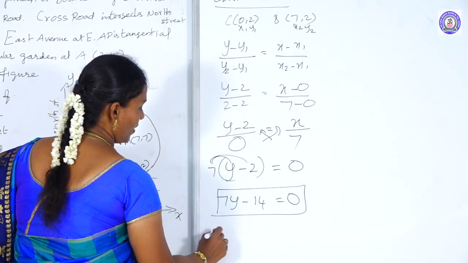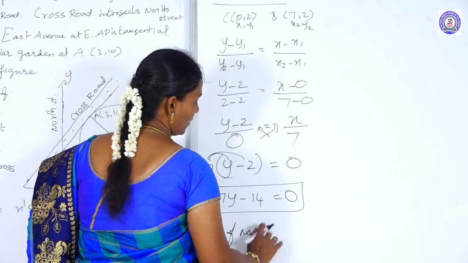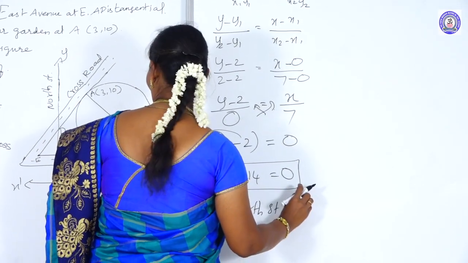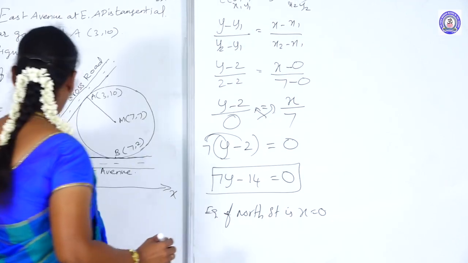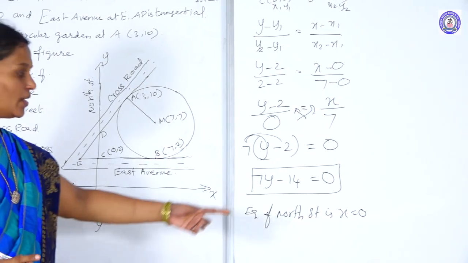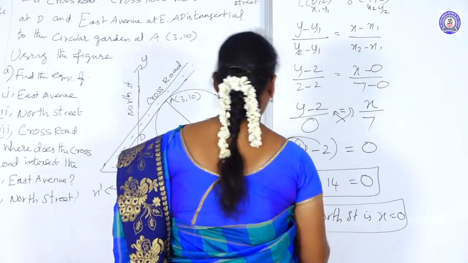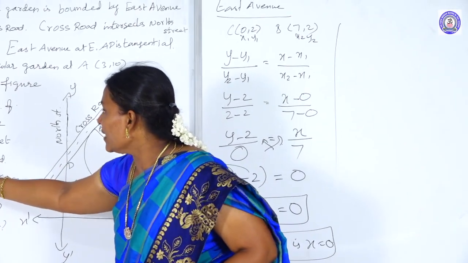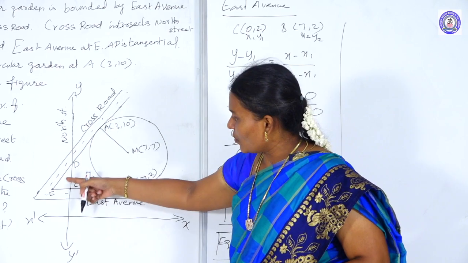Therefore, the equation of North Street is x is equal to 0 because that is the y-axis. So x is equal to 0. Okay. Then we are going to find out the equation of the crossroad. Which is the crossroad? This is the crossroad.